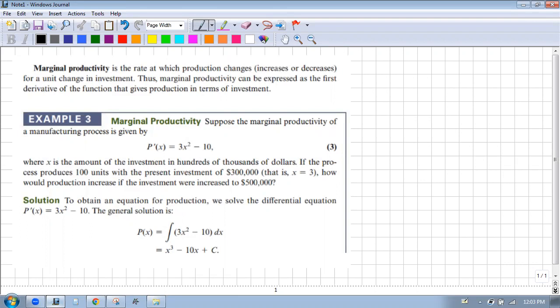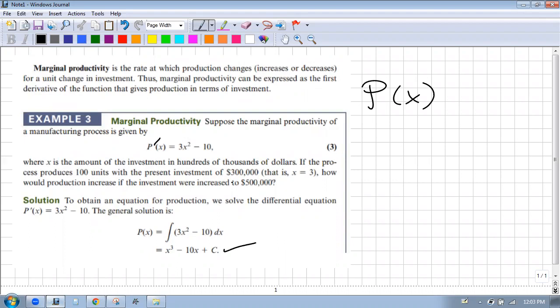Marginal productivity is the rate at which production changes for a unit change in investment. Thus, marginal productivity can be expressed as the first derivative of the function that gives production in terms of investment. So P here is productivity. Marginal means we're taking the derivative. Obviously we're probably going to want to find out what P of X is, so we would integrate both sides. Move your dx over and integrate, and then you get this constant here. That's the general solution. We want the particular solution, which means we need to figure out what C is.